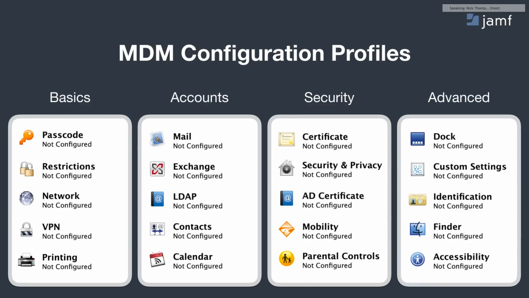Some basics of doing passcodes and restrictions, configuring the Wi-Fi network, and configuring how my VPN settings behave. Doing various accounts. I want my users to get access to their Office 365 account right away. Or maybe I'm using different LDAP credentials or LDAP service, and I want to configure that. I want to make sure some security settings are laid down. I want to deploy some certificates and enforce some security policies. And I want to do some advanced settings like change how the dock behaves or change how the Finder behaves.